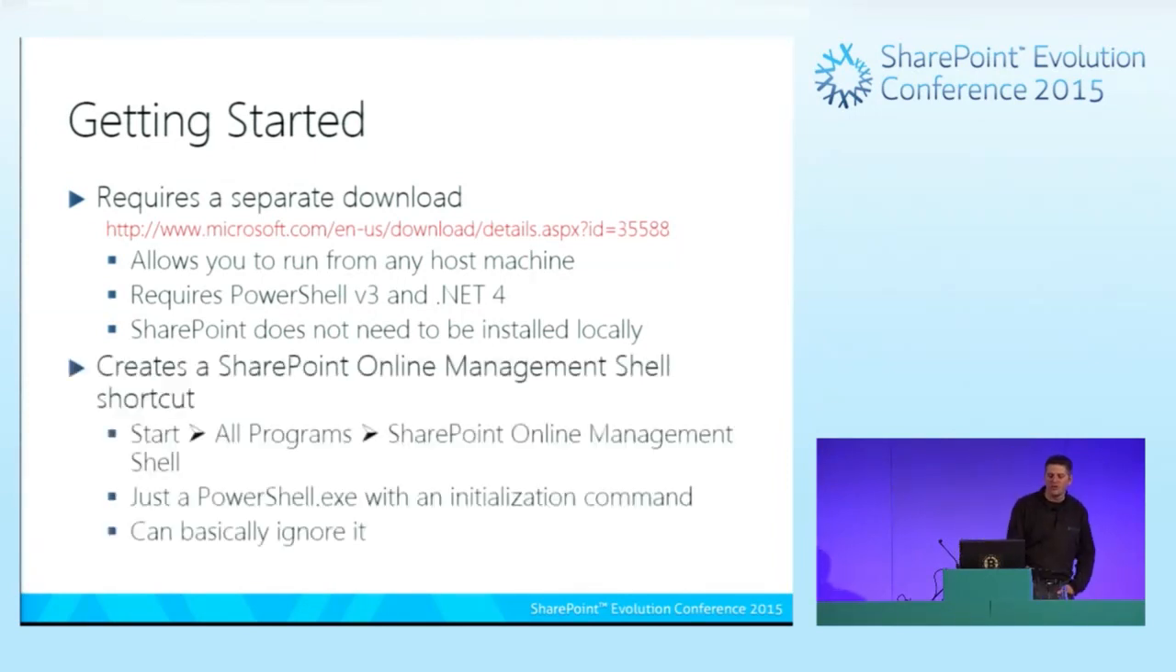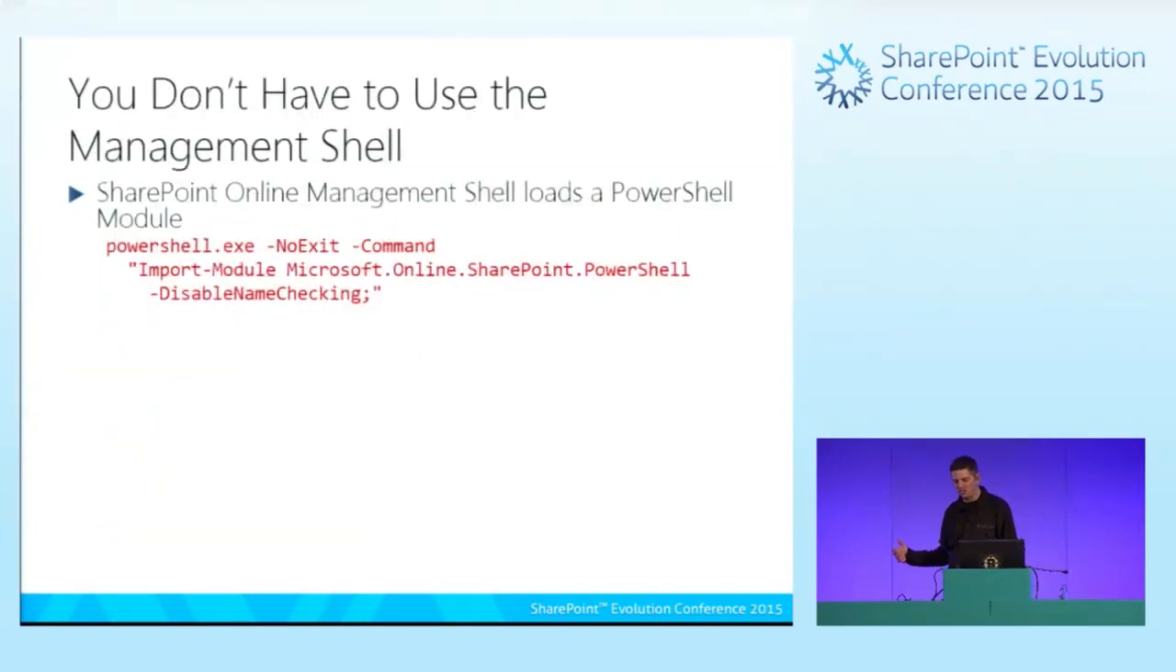And then once you install it, it's going to create a shortcut to the SharePoint Online Management Shell. So if you're on Windows 7, like I still am, it's going to be Start, All Programs, SharePoint Online Management Shell. Windows 8, just go to your Start menu, you'll find it. You can ignore it. You don't need it. All it does is explicitly load the SharePoint Online PowerShell module for you. But with PowerShell v3, you don't need to explicitly load those modules. They will be automatically loaded for you when you actually try to execute a commandlet. So if we look at the shortcut for the management shell, all it's doing is opening up a PowerShell executable, so the PowerShell console, and then passing in the import module command.